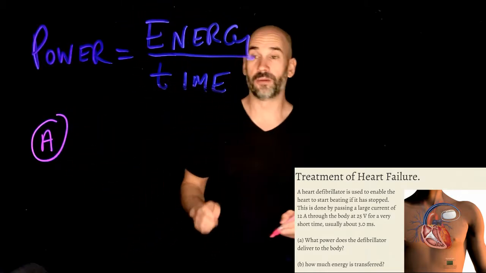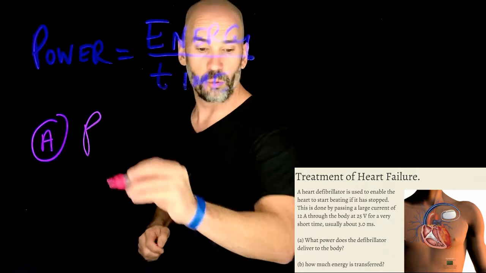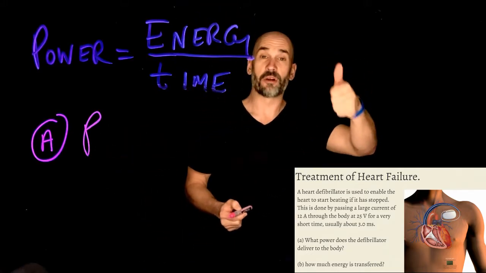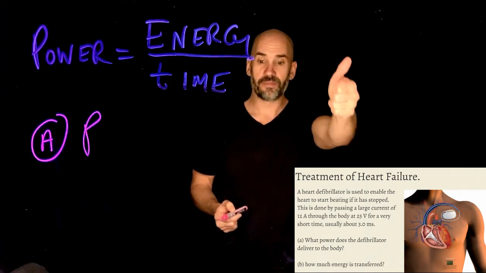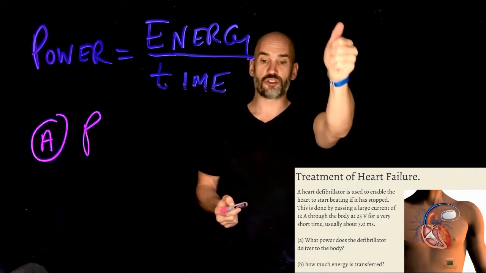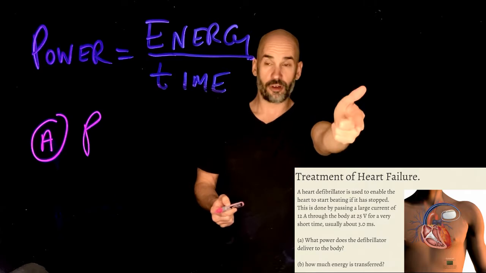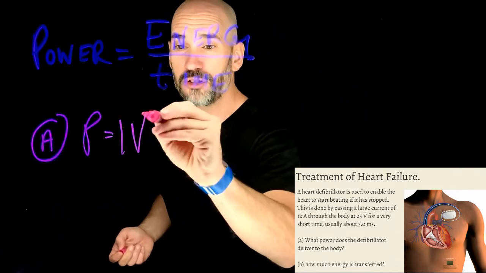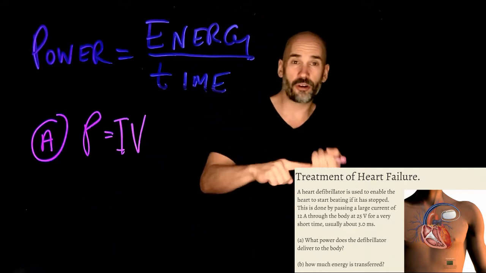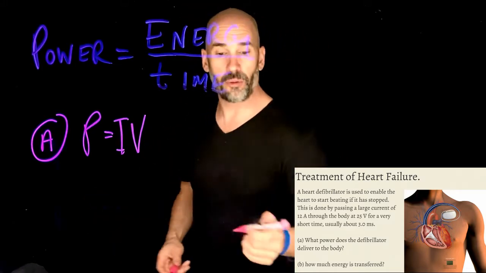What is that power? Well, what are we given? We are given a voltage and we are given a current, right? It's a 25 volt signal and a 12 amp current in that electrical signal. So I would just use P equals IV, right? We have current, we have voltage. Makes this problem almost too easy, right?